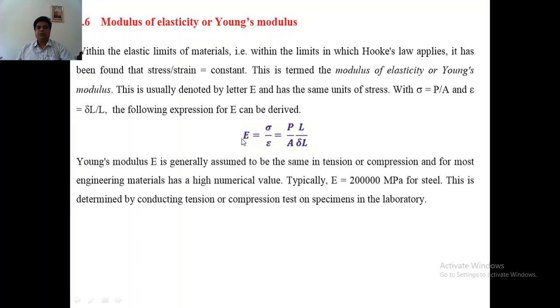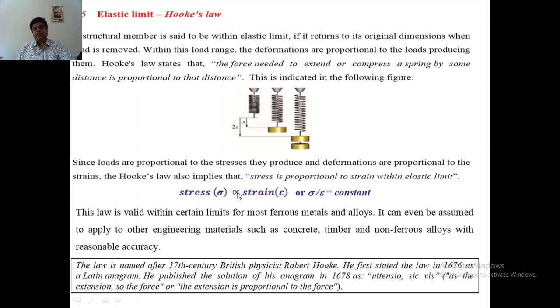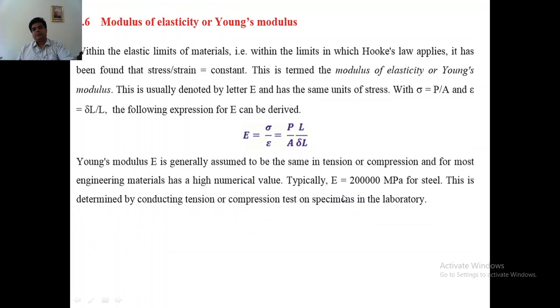Right? So Young's modulus is equal to stress by strain, and this is obtained from the fact that stress is proportional to strain, or stress by strain is equal to a constant, and that constant is the Young's modulus or modulus of elasticity, given by capital letter E. So when I put the formula for stress and strain here, what is the formula for stress? It is sigma, so sigma is P by A, force by area.